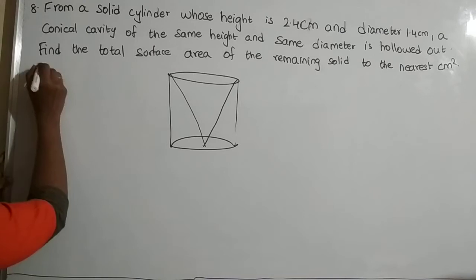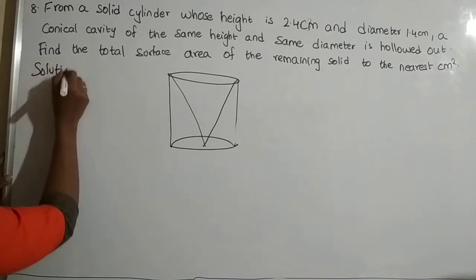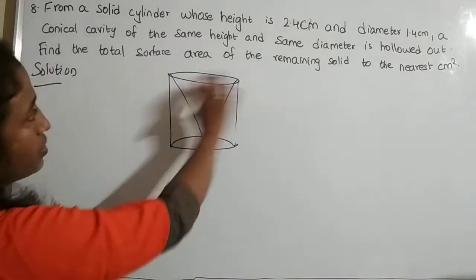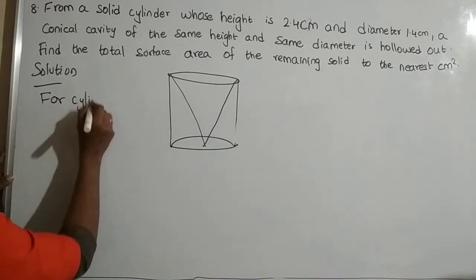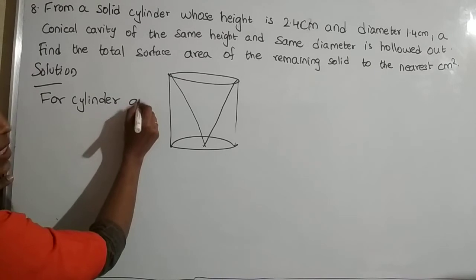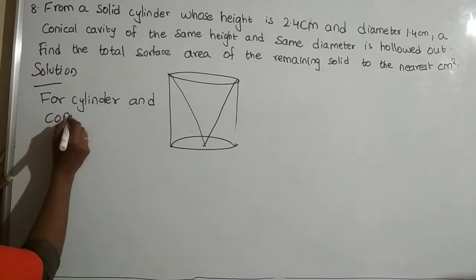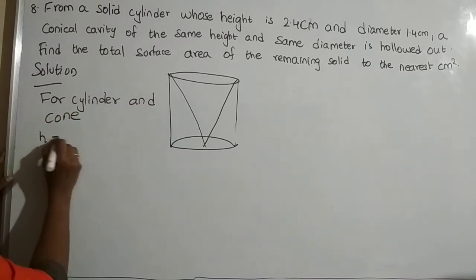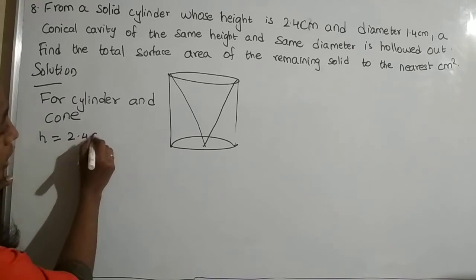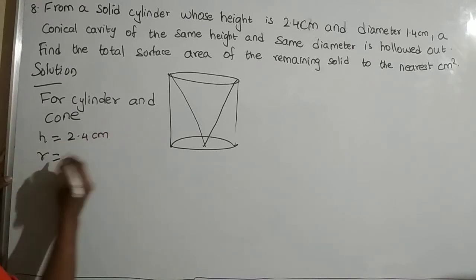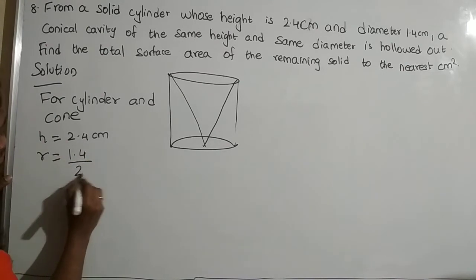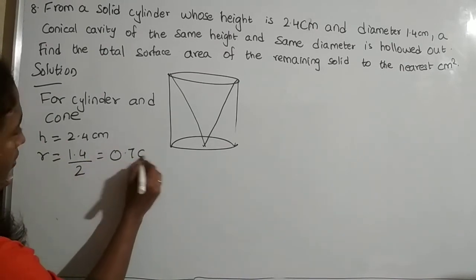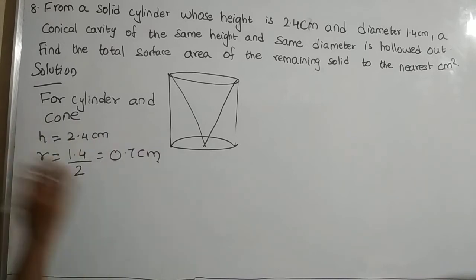Okay, so let's start. Here they have given that the cone and the cylinder have the same radius and height. So for cylinder and cone, what is H? H is the same, that is 2.4 centimeters. R is nothing but diameter upon 2, and 1.4 is the diameter, so this will be 0.7 centimeter. So for cylinder and cone, R and H remain the same. Our task is to find L.